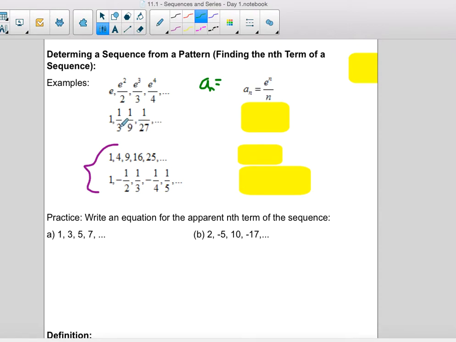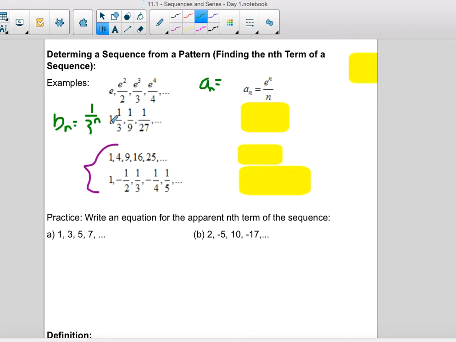Say, all right, well, I got 1 over 3. That could be 3 to the first power. This is 3 to the second power. This is 3 to the third power. Oh, I know what it is, Mr. Jocelyn, right? It's going to be b sub n is going to be 1 over 3 to the n.